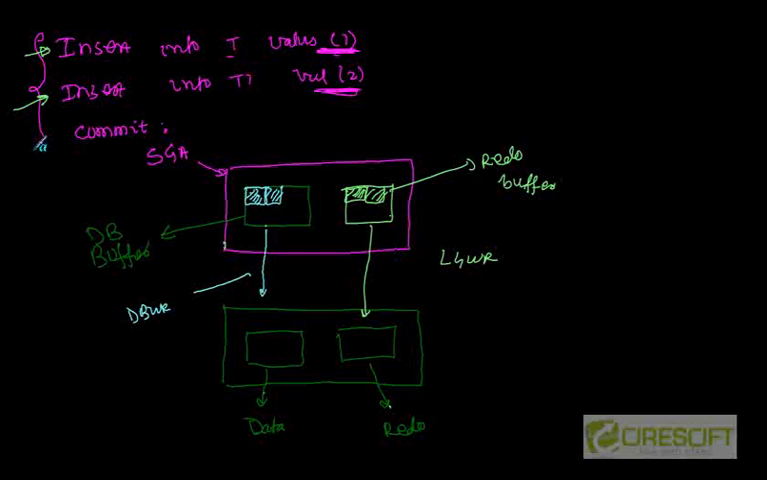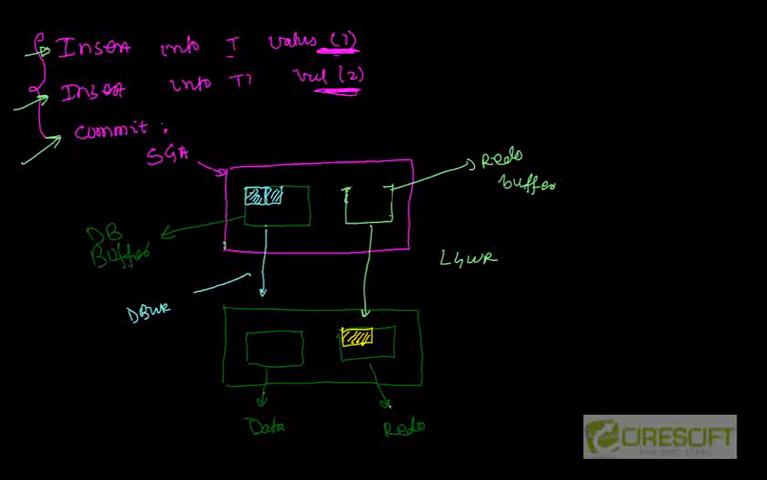After that, whenever we do a commit, the log writer immediately writes these two changes from the redo buffer to the online redo log file. So all these things are written here, and then I can clean this, that okay, this is empty.